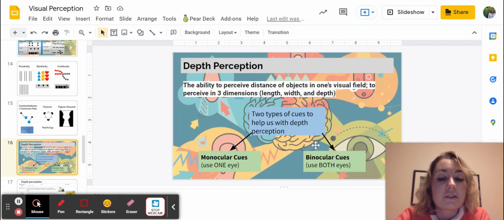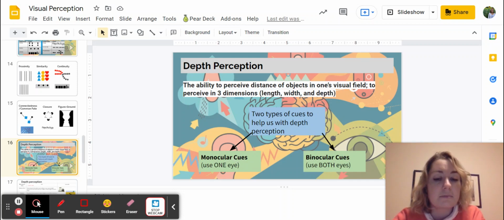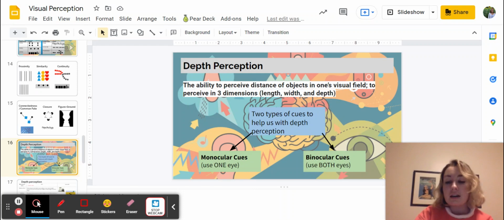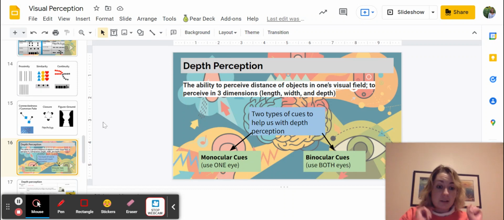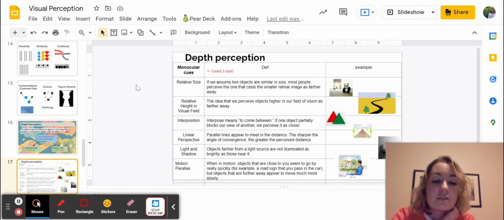So there are 2 types of cues. There's multiple within these, but there's 2 main overarching types of cues that help us with depth perception. There's monocular cues, which use one eye, right? Mono, one. So monocular cues only use one eye. And then there's binocular cues to perceive depth, which, if something's bi, it means 2, so it uses both of your eyes. So we're going to go over the monocular cues first.